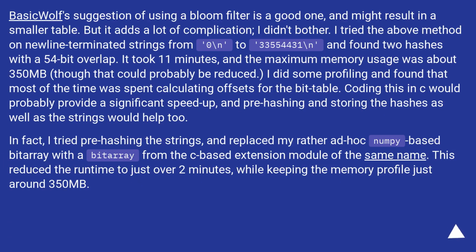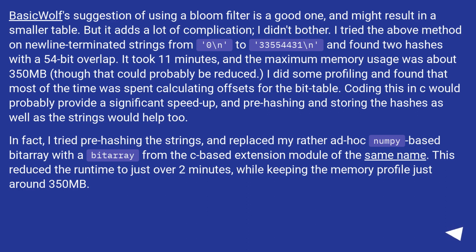Basic Wolf's suggestion of using a Bloom filter is a good one, and might result in a smaller table. But it adds a lot of complication. I didn't bother. I tried the above method on newline-terminated strings from 0 into 33554431 and found two hashes with a 54-bit overlap. It took 11 minutes, and the maximum memory usage was about 350 MB, though that could probably be reduced.